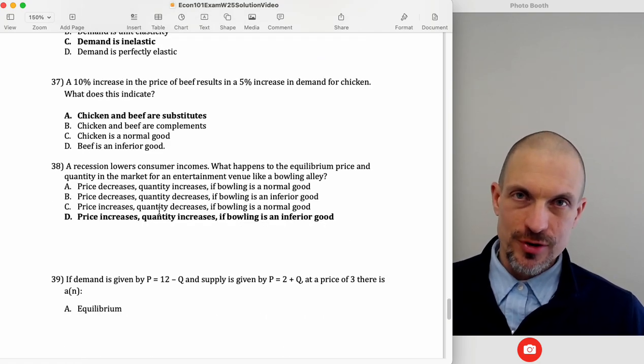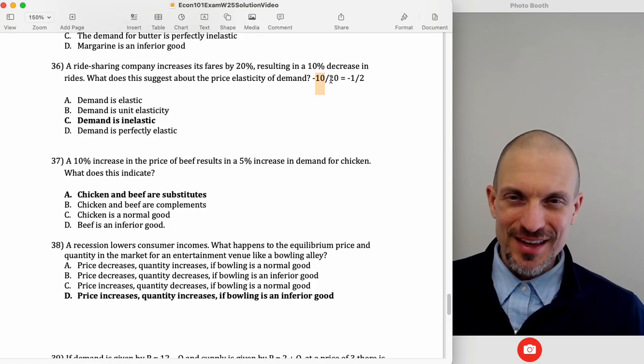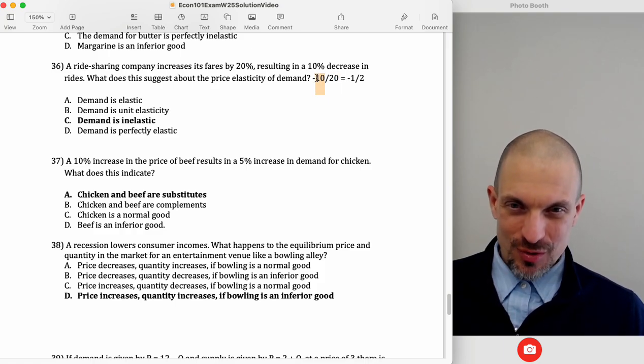Also because it's between 0 and 1 in absolute value, but thinking about this in terms of change in price, change in quantity is more helpful.